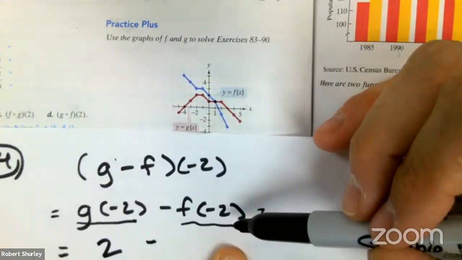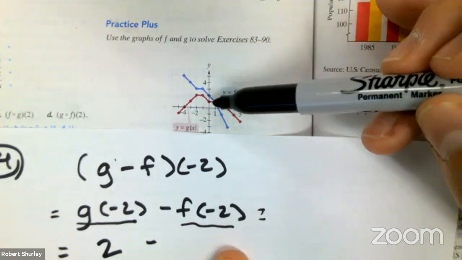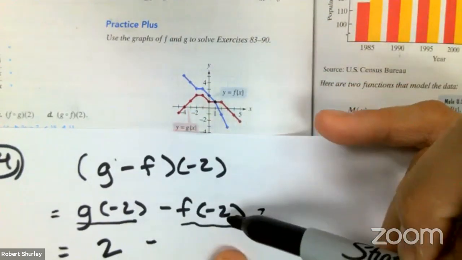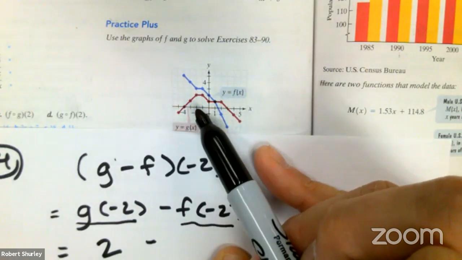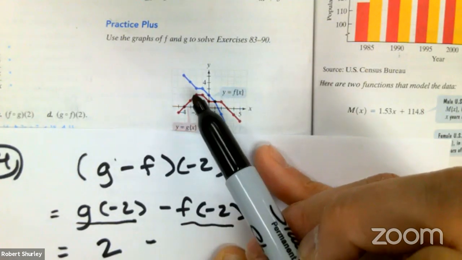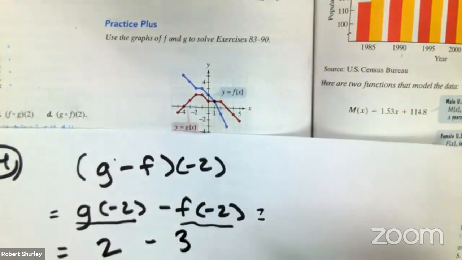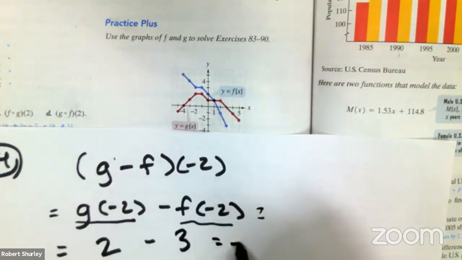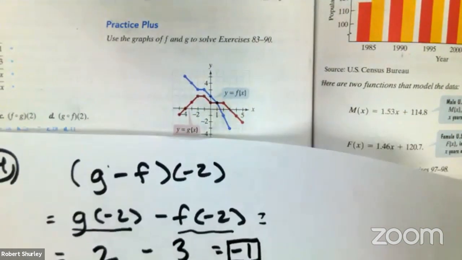Minus, now I need to do the same thing for f of -2. So remember the f is the blue function, right? And the x value I'm putting in is -2. So I need to go to -2 and then go up. And my y value is +3. So you get 2 minus 3, you get -1. Okay? You wind up with -1.